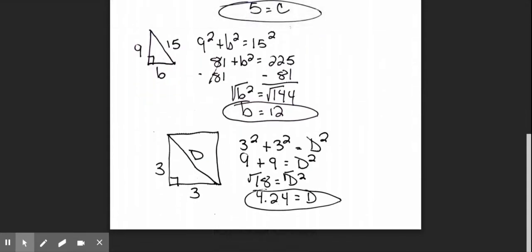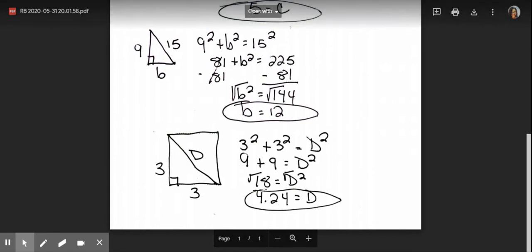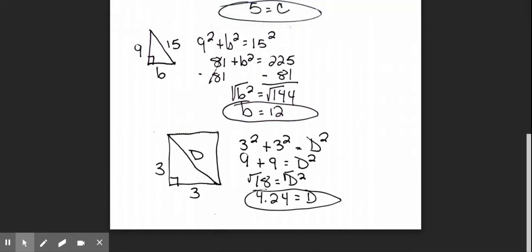Our last example that you'll have on your quiz is like this. It may give you a square. It's the same thing. We're still going to have 2 legs. This leg happens to be 3. This leg happens to be 3. 3 squared plus 3 squared is going to equal d squared. Well, 3 squared is 9, plus 3 squared, which is 9, is going to equal d squared. 9 plus 9 is 18. So 18 is going to equal d squared.